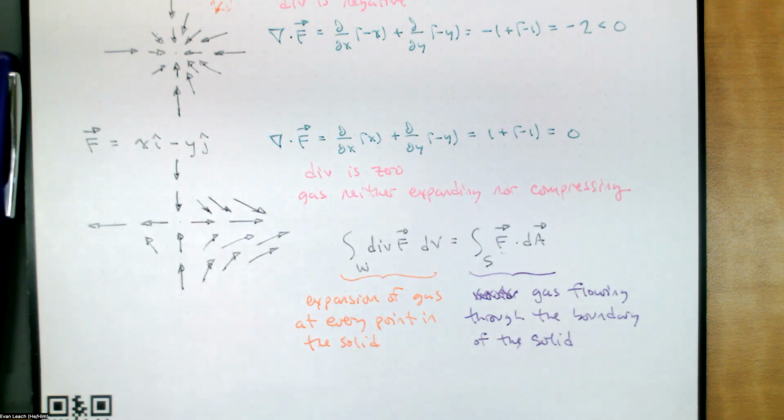We're calculating the expansion of the gas at every point in the solid. And on the other side, we're calculating the effect of the gas flowing through the boundary of the solid. What's going on at the boundary is informing us as to what's going on inside.